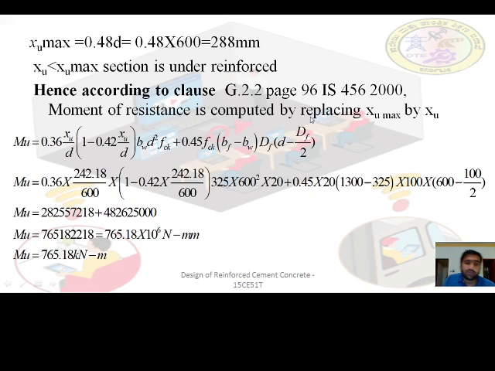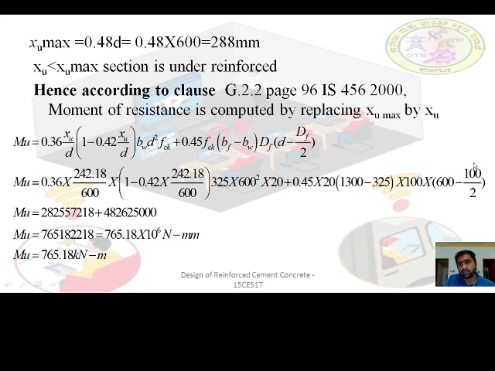Okay, so solve the bracket term first. Divide this one, then we will obtain the first term as 282,557,218. The second term we will obtain as 48,262,5000. You can solve it using the calculator directly. Just solve the bracket term first. So 1300 minus 325, you calculate.